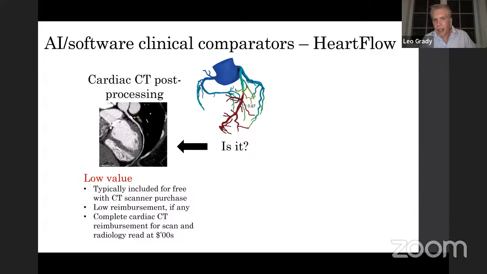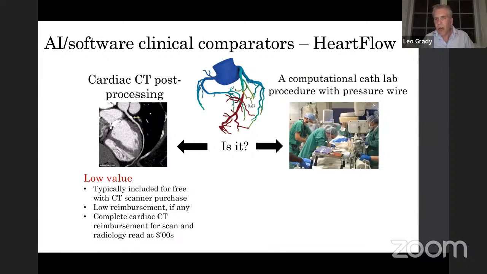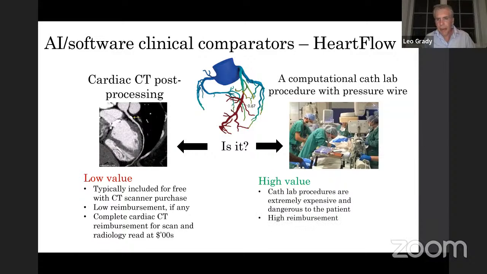However, there's another way to look at this technology, which is a replacement for an invasive procedure, a surgery, a cath lab with a pressure wire. In that case, this is a very high value technology. Cath lab procedures are extremely expensive and dangerous to the patient. They get highly reimbursed. And in the studies that we did at HeartFlow, we showed that the savings by using HeartFlow on every patient was about $3,500 per patient per use. And so the point I'm trying to make here is that for the same technology, because there's really no existing category, communicating the value of it is really essential to how the technology gets treated, how it gets adopted, how it gets paid for.